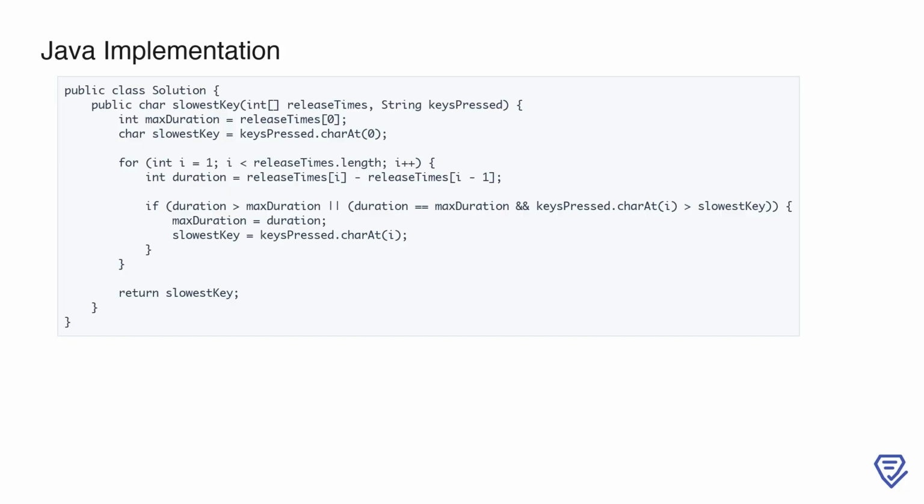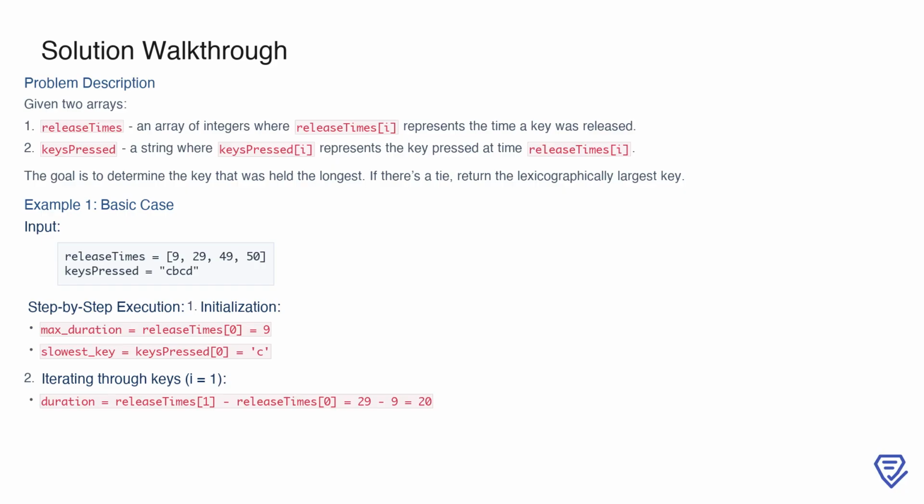To solve this problem, we start by understanding the inputs and the goal. The release_times array contains the times at which each key was released, while the keys_pressed string represents the sequence of keys pressed. Our task is to determine which key was held down the longest. If two keys are tied for the longest duration, we return the one that is lexicographically larger. Let's look at an example.